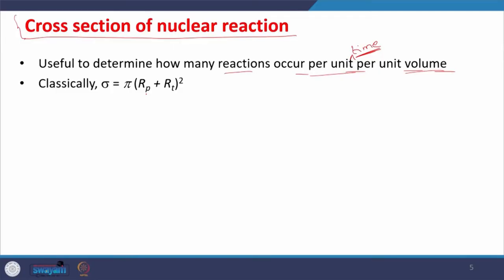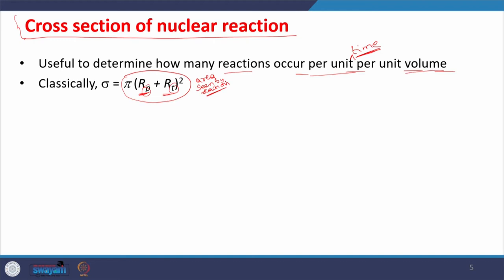All those things I will discuss as part of this discussion. Okay? Let us see how the cross section of a nuclear reaction looks. Classically, if you see, P stands for projectile, T stands for target. And the radius of the projectile and the radius of the target, if you take the sum and take its square, and pi times this value is nothing but the area seen by the reaction. Okay?